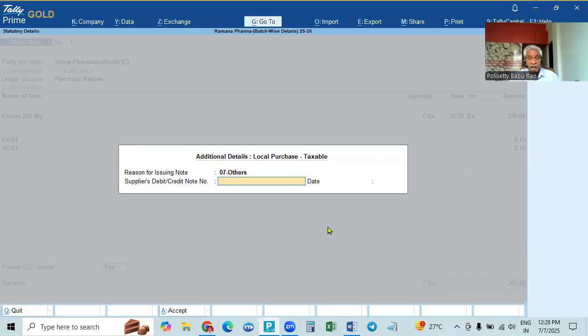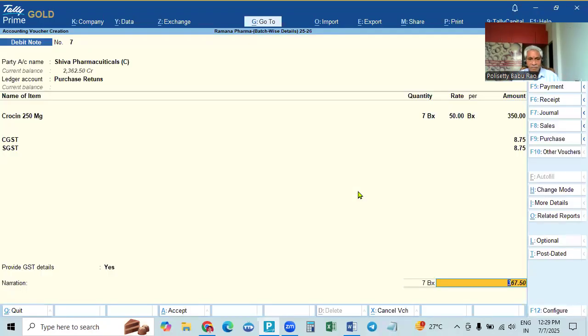Make it others, and after sending them, he will check and accept the returns, and we are giving the debit note. The seller will give the credit note. The purchase buyer will give the debit note. So when you give that, his number and date we will give. Okay, then we can edit and accept.